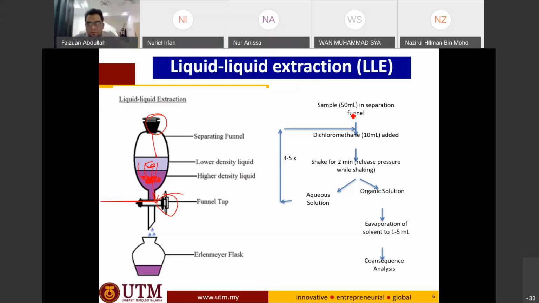So for example, in the separation funnel, we put 10 mL of organic solvent, and shake for 2 minutes. Release the pressure while shaking, because after we shake the separating funnel, there will be some air pressure inside. So we turn it upside down, put this at the top, and then we open the funnel tap to remove the gas pressure.